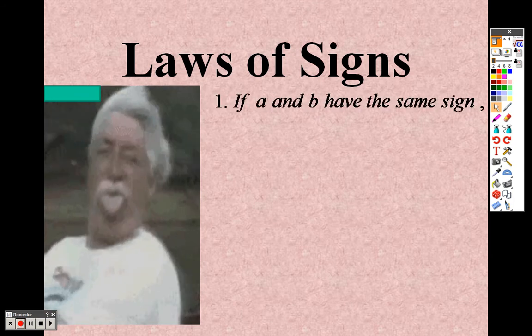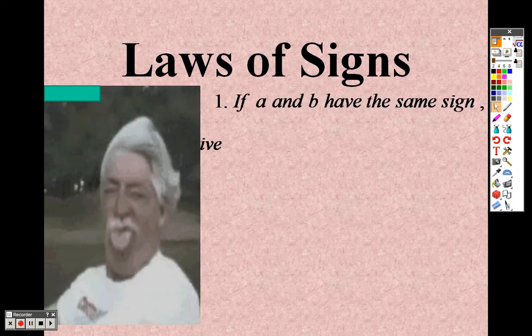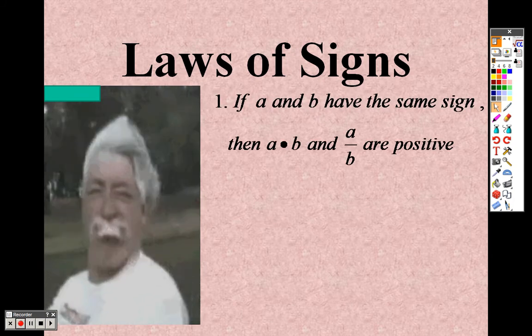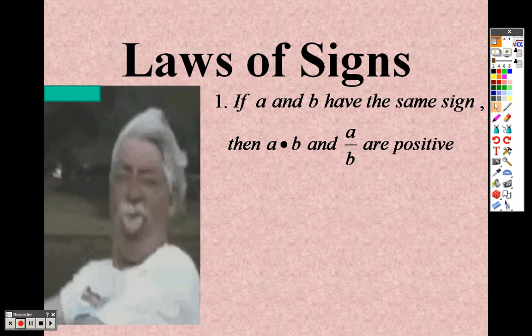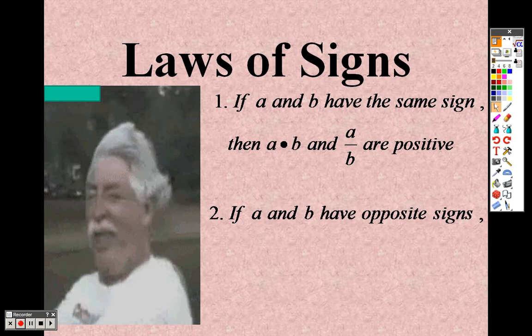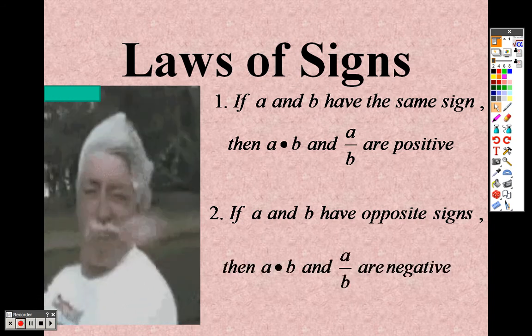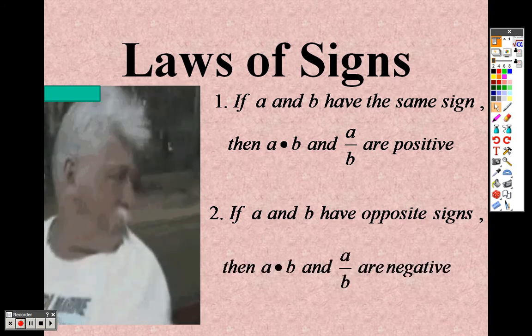Laws of signs. If A and B have the same sign, then A times B and A over B are positive. Doesn't matter if they're both negative or both positive, they'll both be positive. If A and B have opposite signs, then they're both going to be negative. Whether you divide them or multiply them, they'll both be negative.